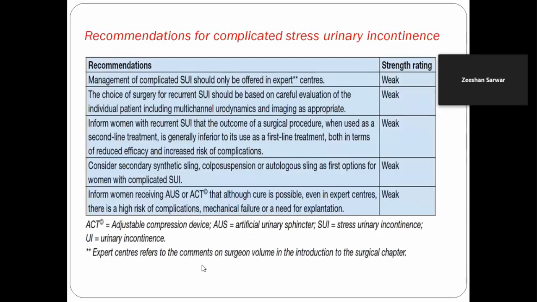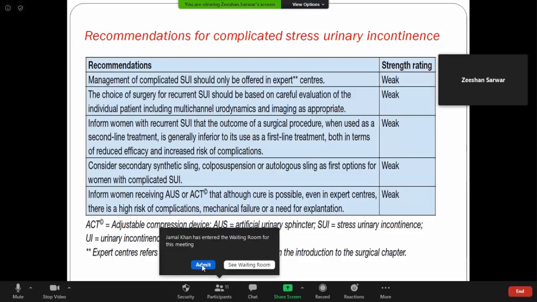The recommendation includes the management of complicated stress urinary incontinence should only be offered in expert centers. The choice of surgery for recurrent stress urinary incontinence should be based on careful evaluation of the individual patient, including multi-channel urodynamics and imaging as appropriate.